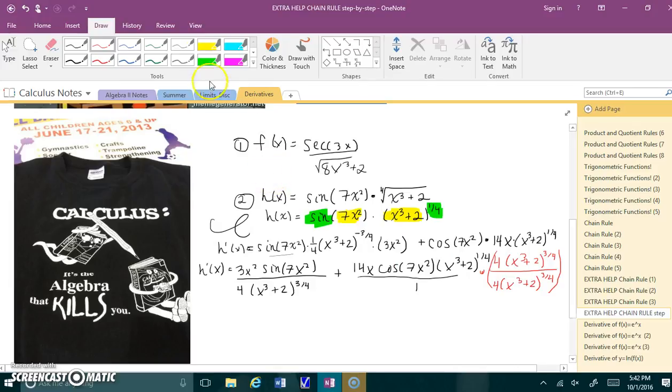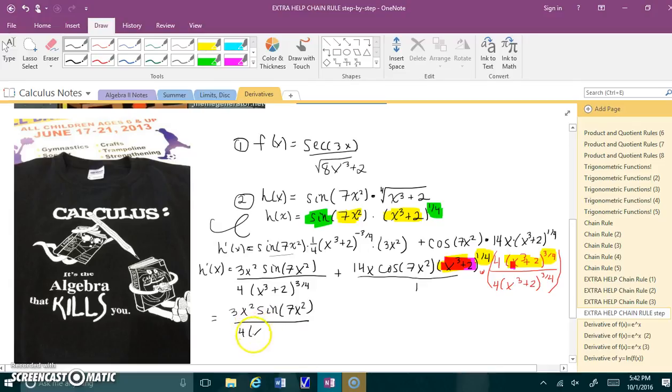And this is pretty cool. Check this out. I have x cubed plus 2 here, and x cubed plus 2 here, and we add our exponents whenever we multiply. 1/4 plus 3/4 is 4/4, which is just 1. So these nasty fractional exponents completely go away right there. So that's progress.